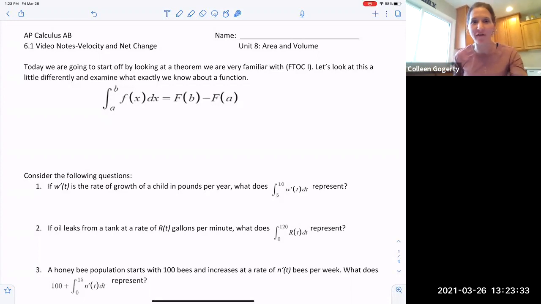We are kicking off our very last unit of the school year. So we are in Unit 8. Primarily, we're going to be talking about area and volume, but for today, we are going to have pretty much a big review of some topics that we've covered throughout the year. So we are focusing on velocity and net change, and we are covering chapters 6.1 to 6.3 within this next unit. Okay, so please make sure you have the video notes and let's dive in.